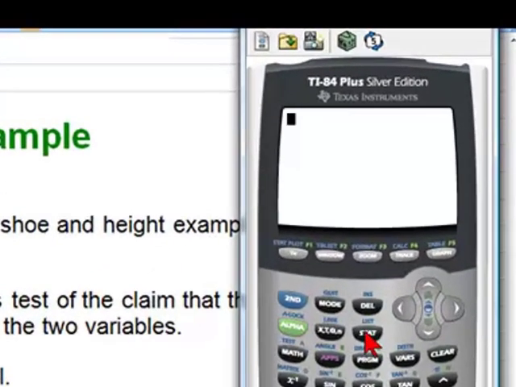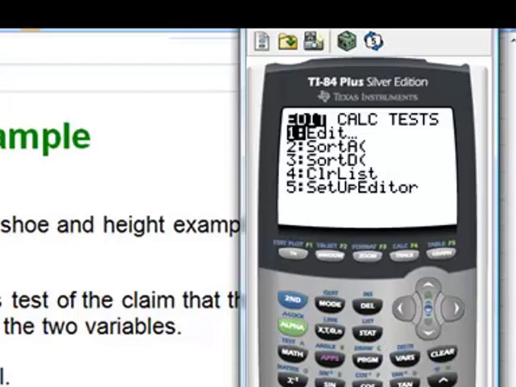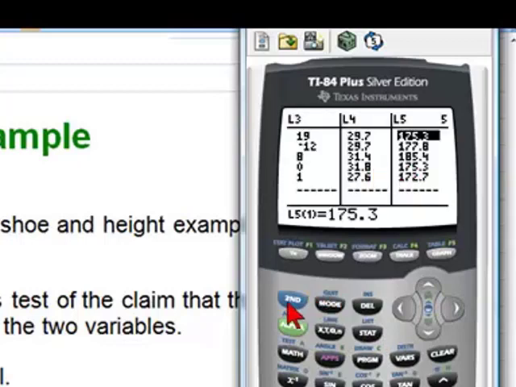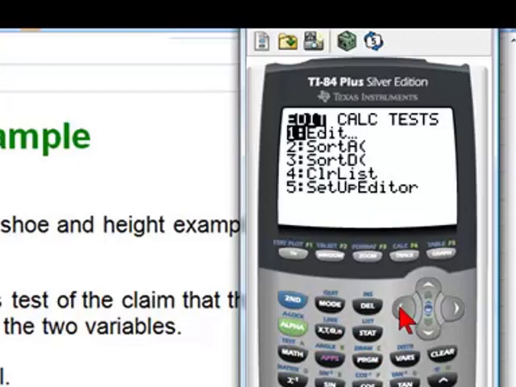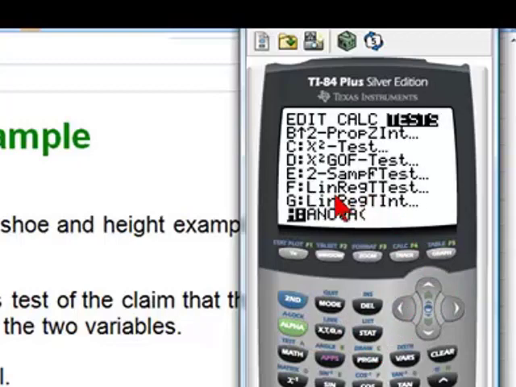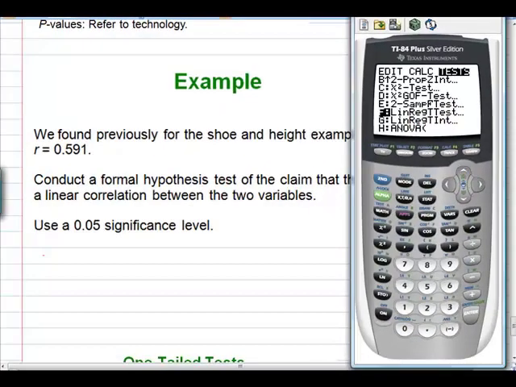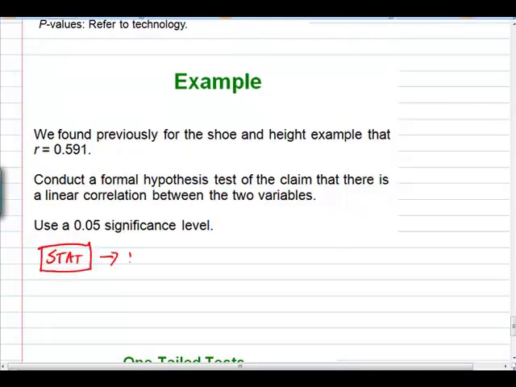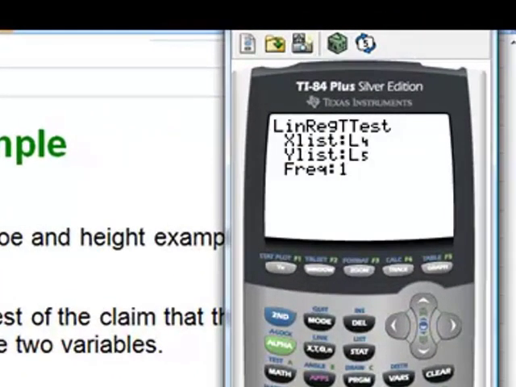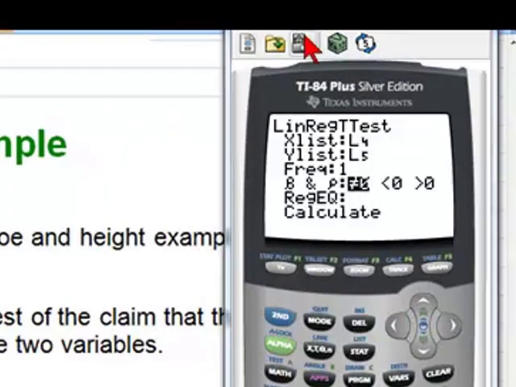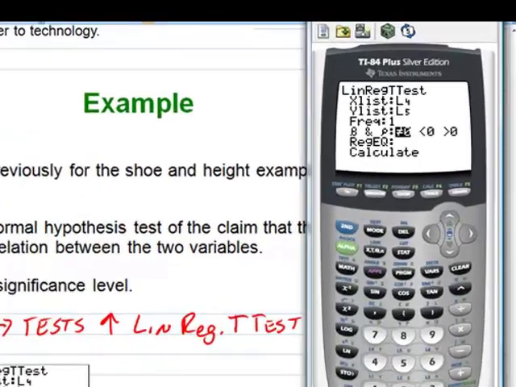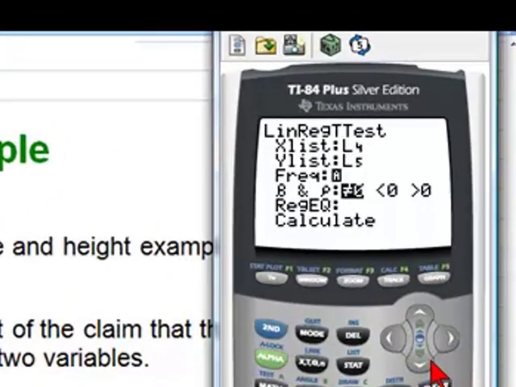So remember, I've already got my data for the shoe heights in the calculator in lists 4 and 5, I believe. Yes, that's right. So we're going to hit Stat, go over to Tests, and go up to the linear regression t-test. And we hit Enter. And we end up with a window that looks like this. This is our input screen. And when we calculate, I've already got list 4 and list 5 in for my X and my Y. We're doing a two-tailed test, so alpha and beta and rho are not equal to. And we want our regression equation, so we're going to calculate.